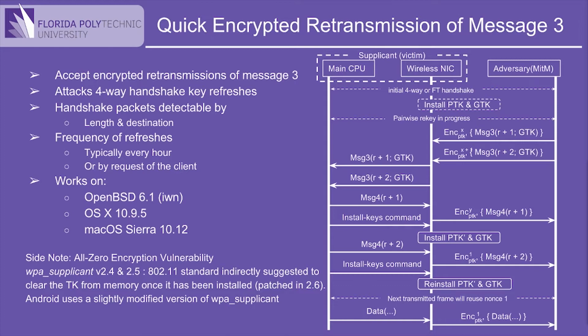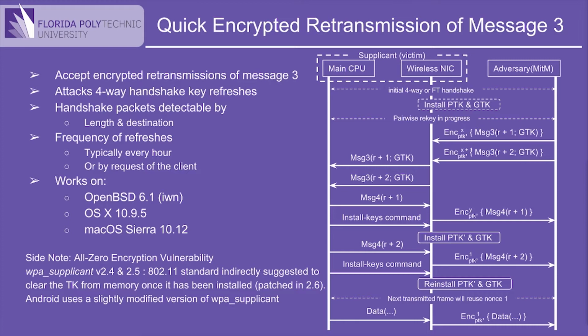The adversary will then quickly send both message 3s to the client, causing the first message 3 to be processed and have the keys installed. It will then send encrypted frames until the second message is processed, and then keys will be reinstalled. It will then reset the nonce values and re-encrypt data frames, leading to the same problem created in the previous attack.